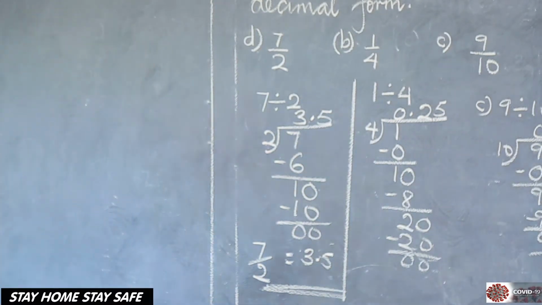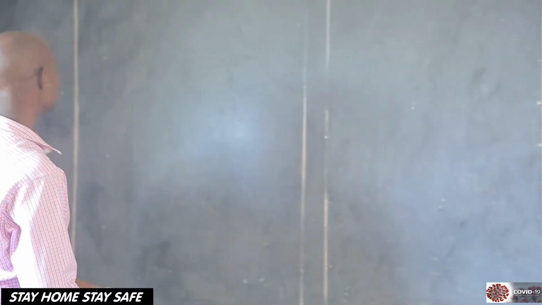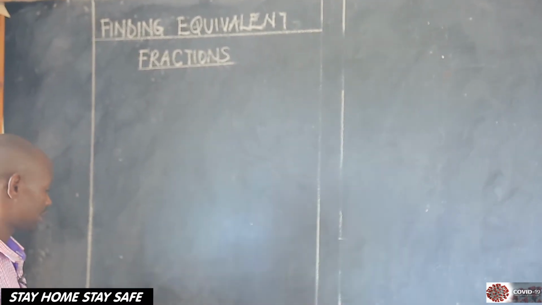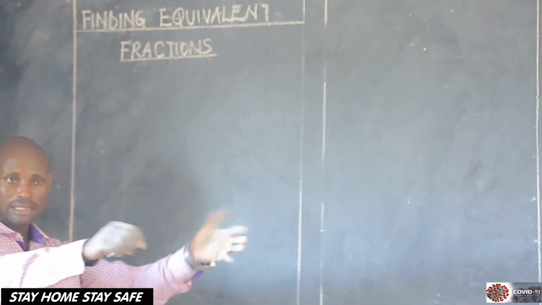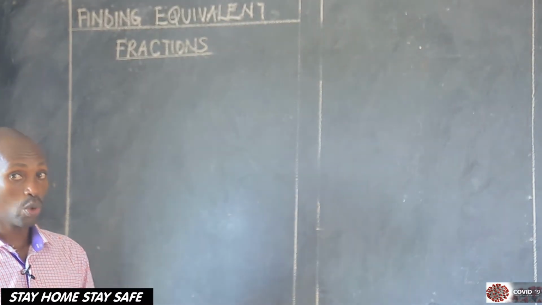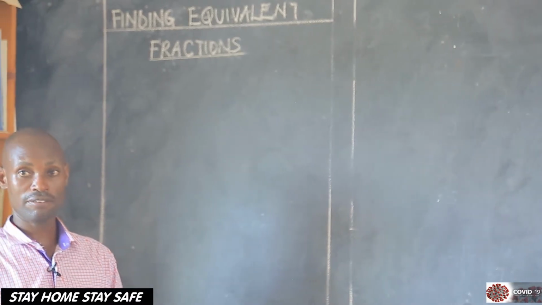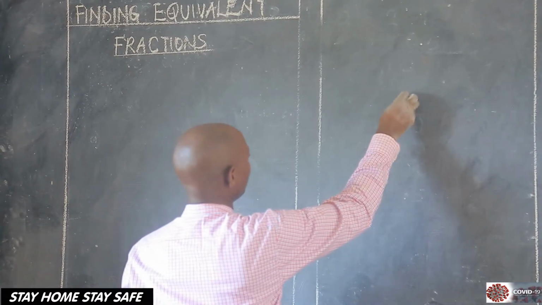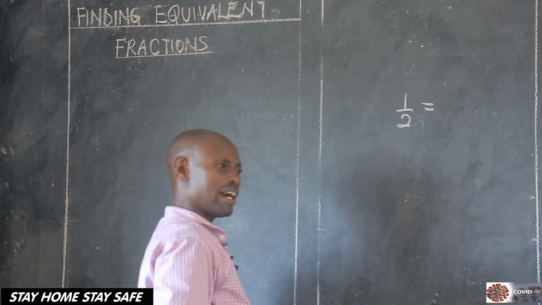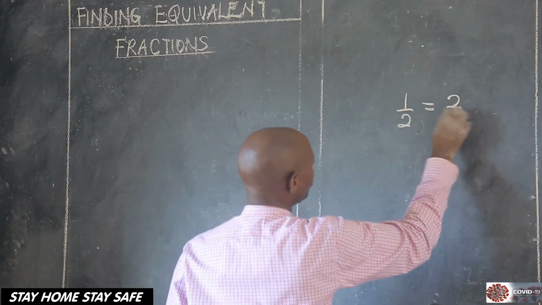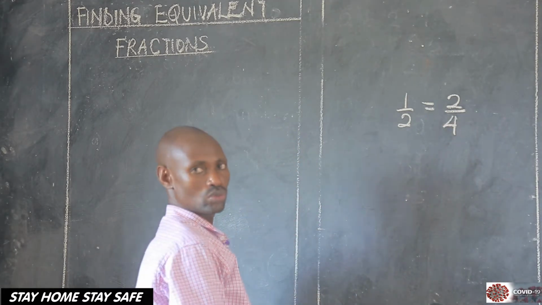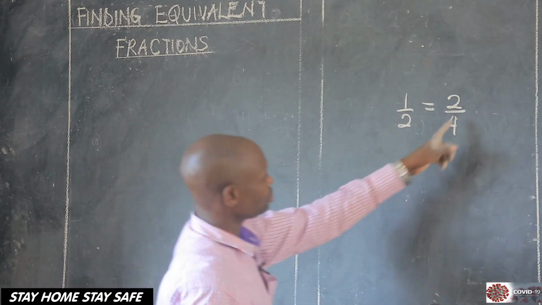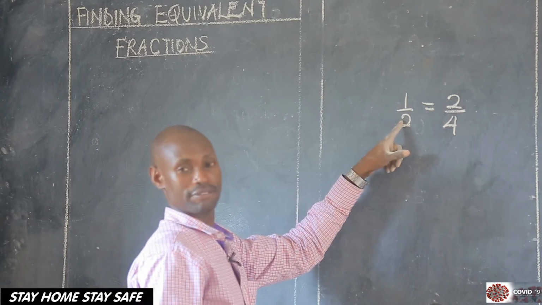So in our lesson today, we are going to look at equivalent fractions. So what are equivalent fractions? Equivalent fractions are fractions which are equal in value. For example, we may have a half. And a half is equal to 2 out of 4 in value. So 2 out of 4 becomes an equivalent fraction for a half.